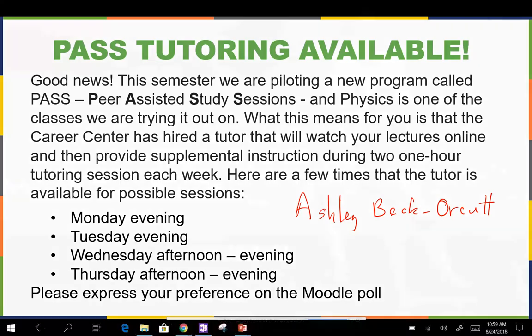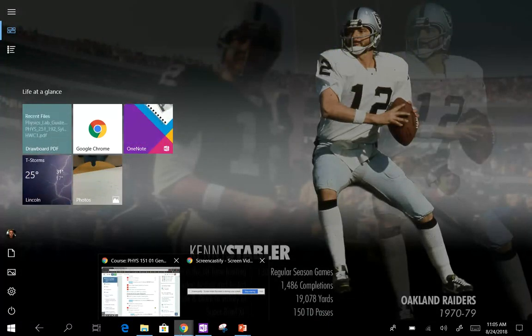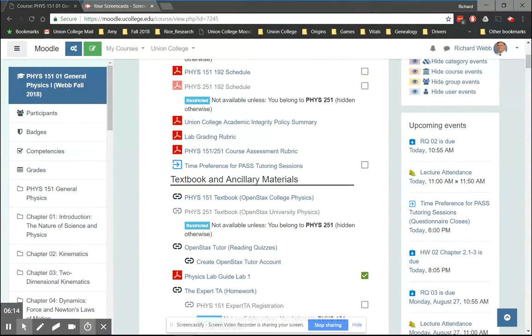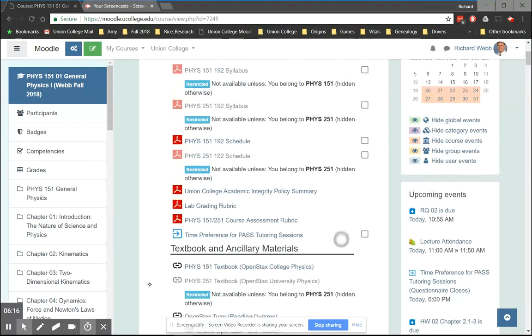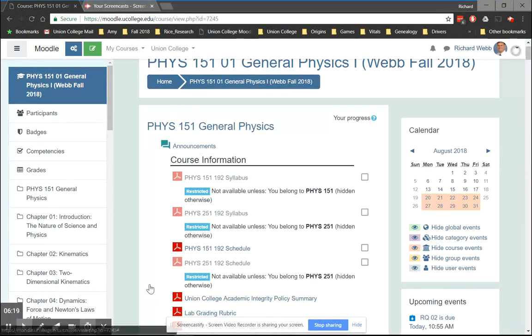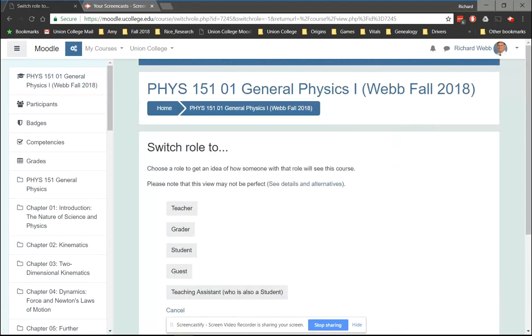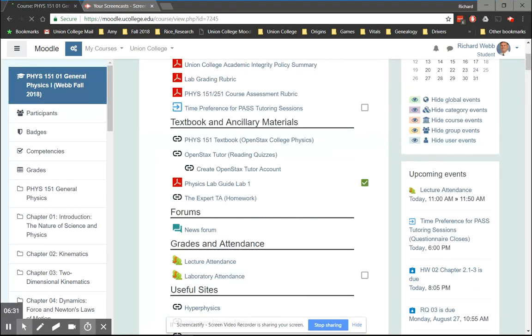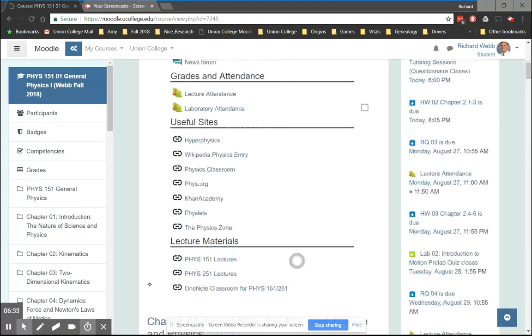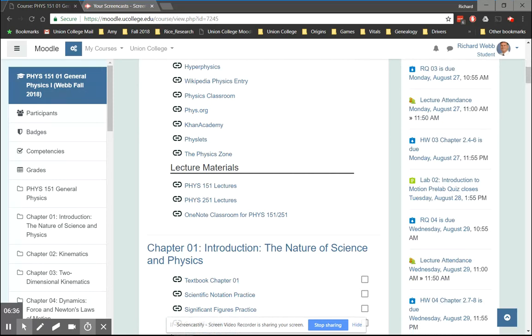If you don't know how to get there, just go to the Moodle webpage, because Moodle is where I do almost everything. And I'm going to change to student view, because it's just a lot easier to view things than it is with the teacher view. So we have here lecture materials, and if you click on lecture 151 lectures, that will take you to YouTube for a playlist that has all the lectures for the class so far.